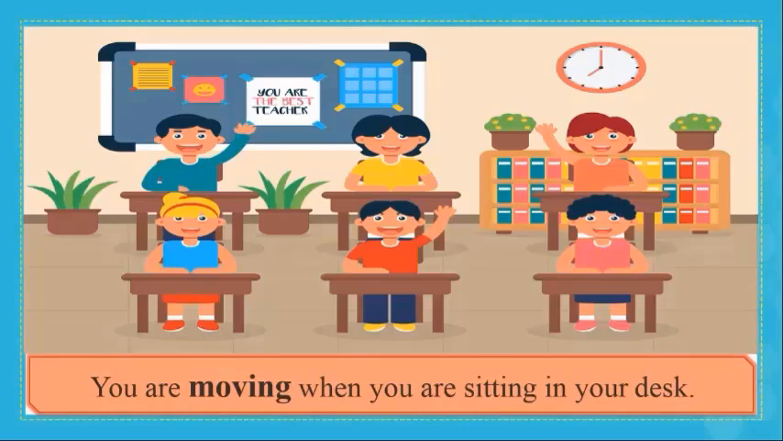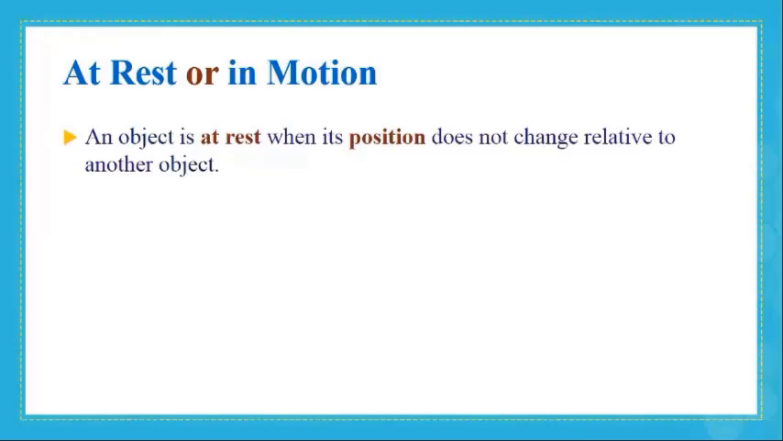First, let's explain the meaning of two main terms you'll be using throughout this chapter. At rest, in motion. An object is at rest when its position does not change relative to another object. Position is the location or place where an object is at a certain time.